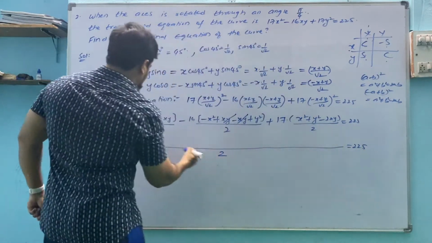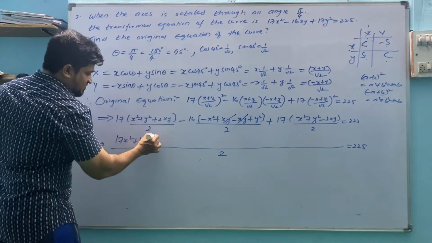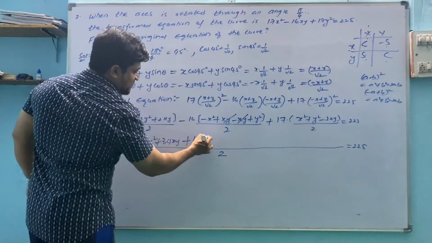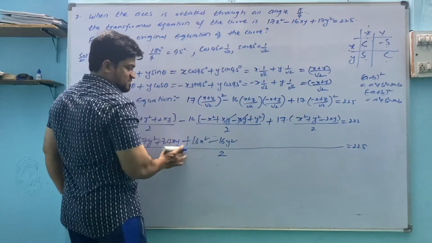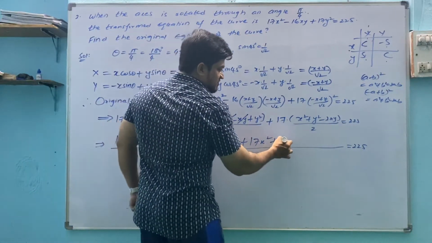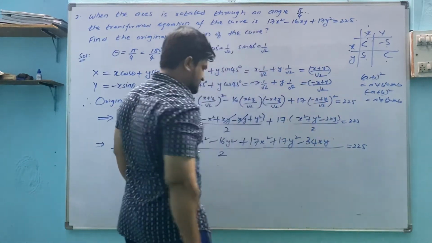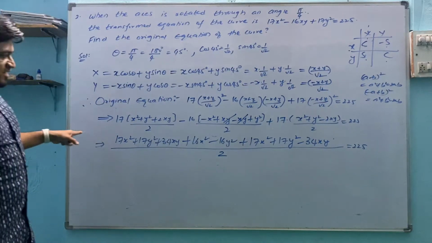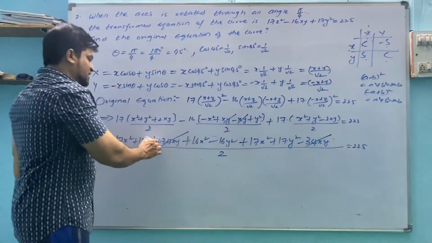Common denominator 2. Now, multiply this one: 17x square plus 17y square plus 34xy plus 16x square minus 16y square. Minus into minus is plus. Then 17x square plus 17y square minus 34xy. Now we have to check negative and positive terms. Negative 34xy, positive 34xy cancelled.